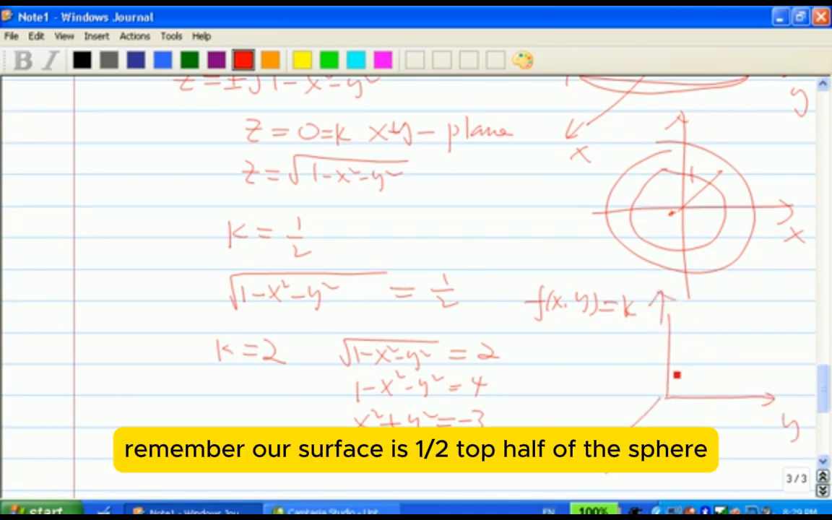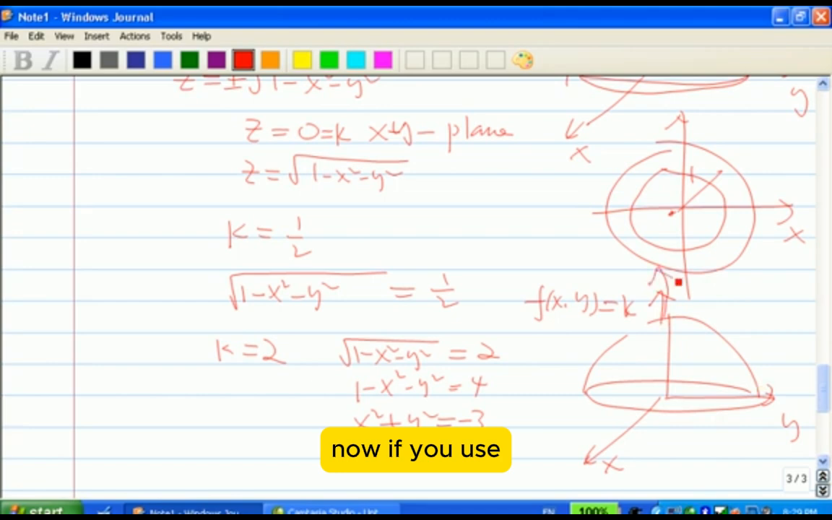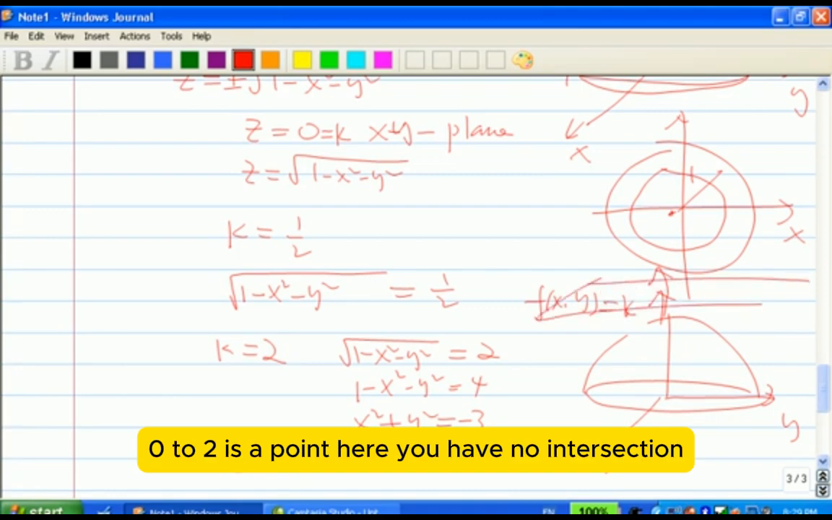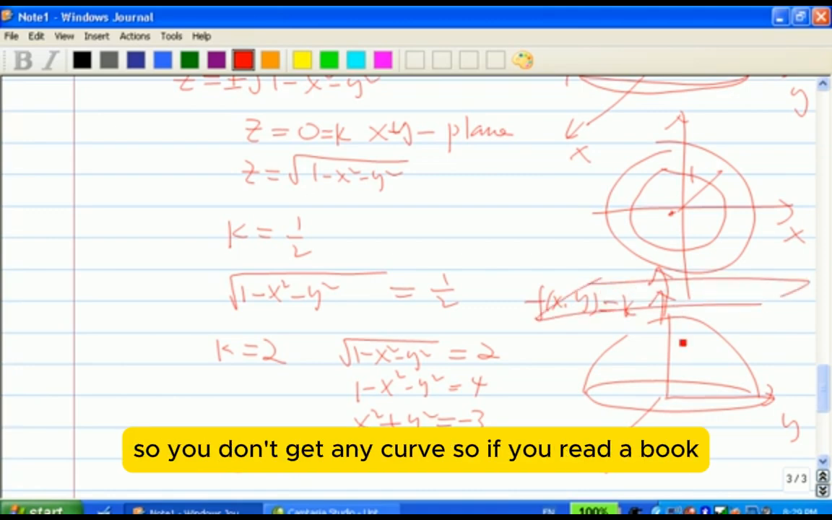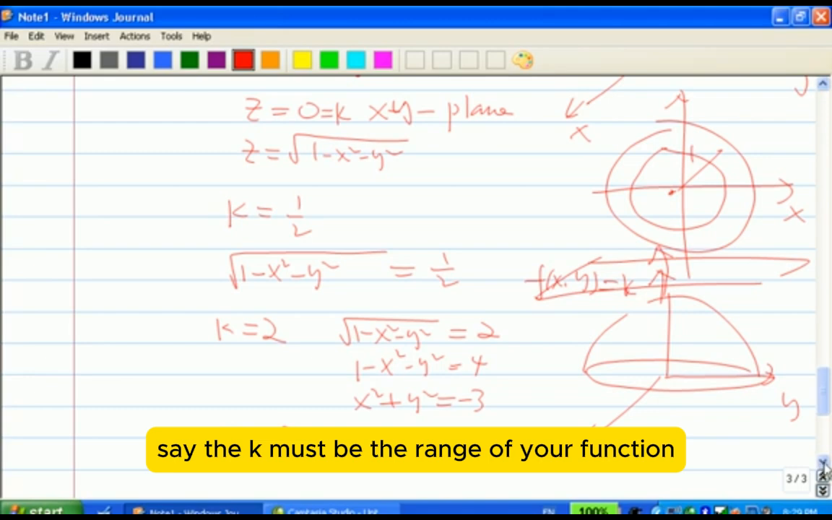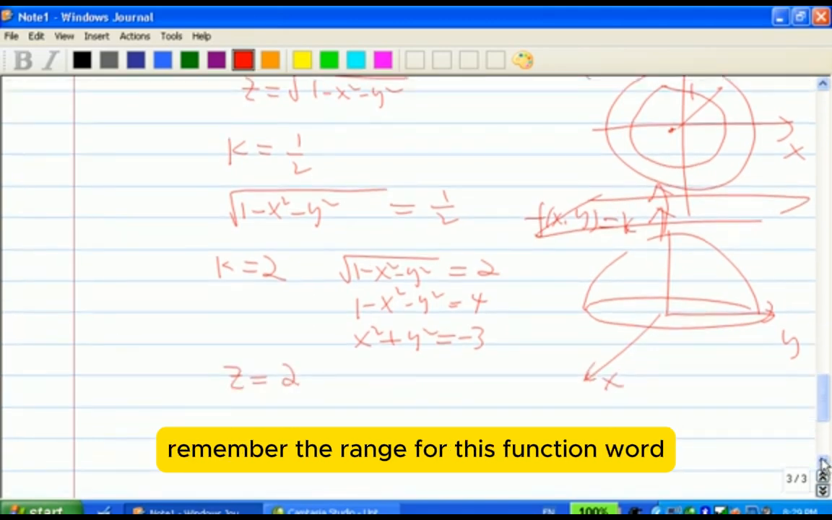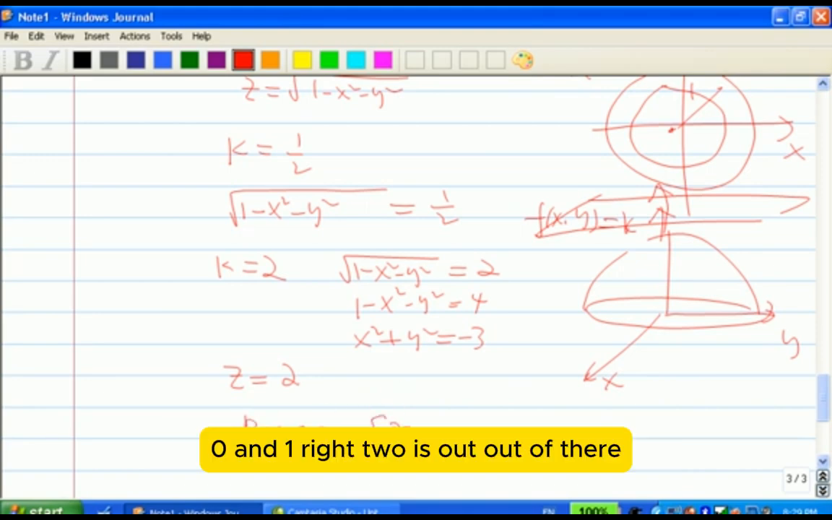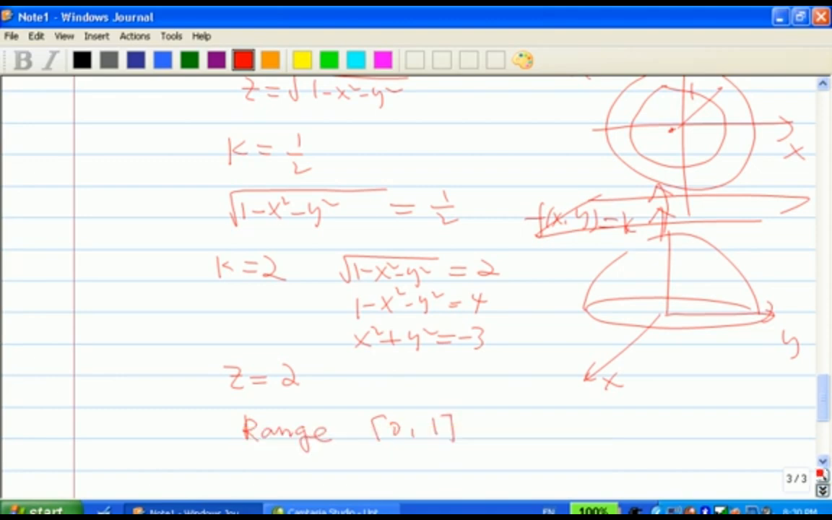Remember our surface is the top half of the sphere. Now if you use z equal to 2 to cut your surface, z equal to 2 is a plane here. You have no intersection, so you don't get any curve. If you read a book, they will tell you that k must be in the range of your function. Remember the range for this function is what? 0 to 1, right? 2 is out of there, so you don't get a level curve.